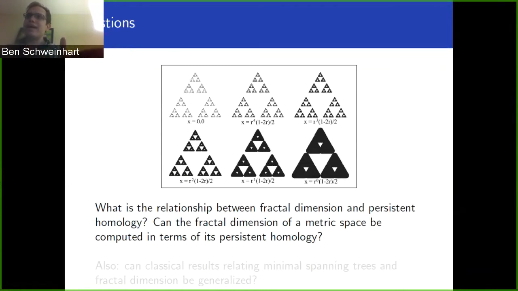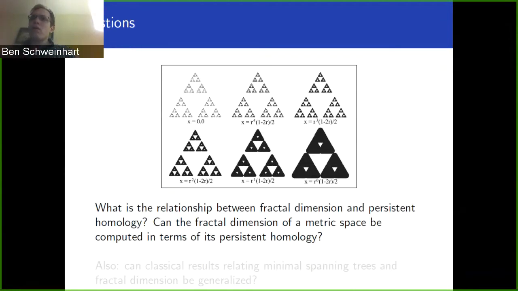Now, I should say the word fractal dimension does have the word fractal in it, but it's in fact defined for many different metric spaces under relatively weak hypotheses, and the metric space itself doesn't need to be self-similar. But this is just a good example to have in mind to get intuition for what's going on. Okay, so more on that later.